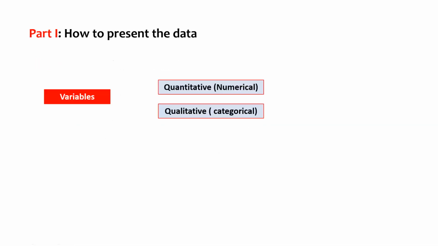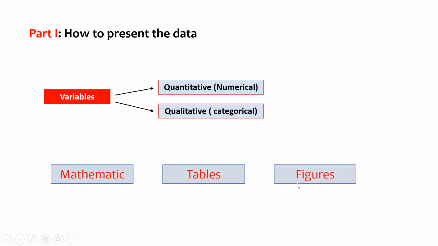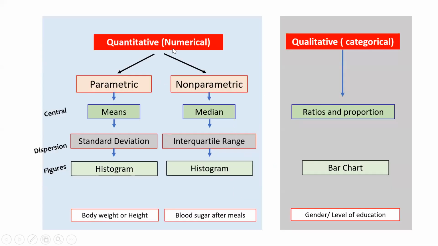module. However, we must know two types of variables: numericals, which are numbers like for example body weight, height, blood pressure, and categorical groups: male, female, mild, moderate, severe, etc. According to our understanding, whether the variable is numerical or categorical, we can choose the best way to show the result. In general, the ways we have are either mathematical, where we use mathematics to show the results, or tables or figures. This simple diagram can explain this.